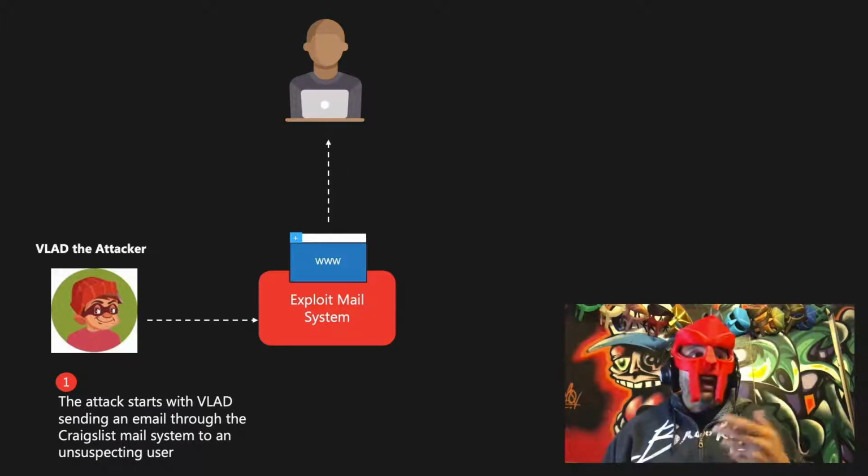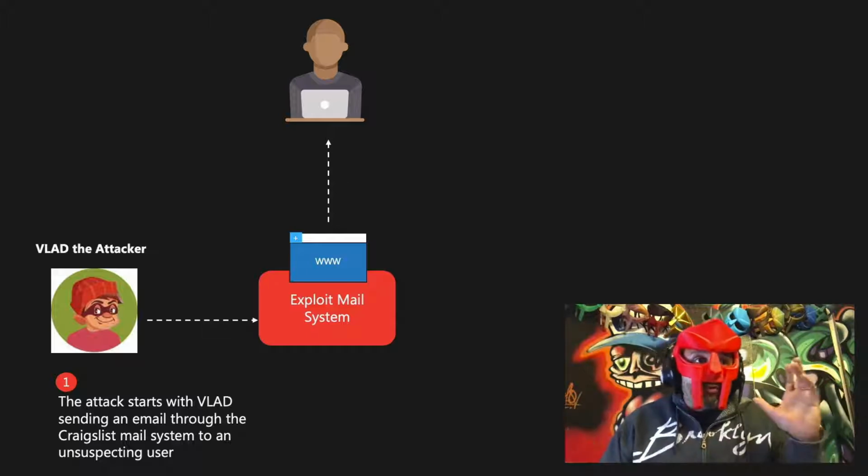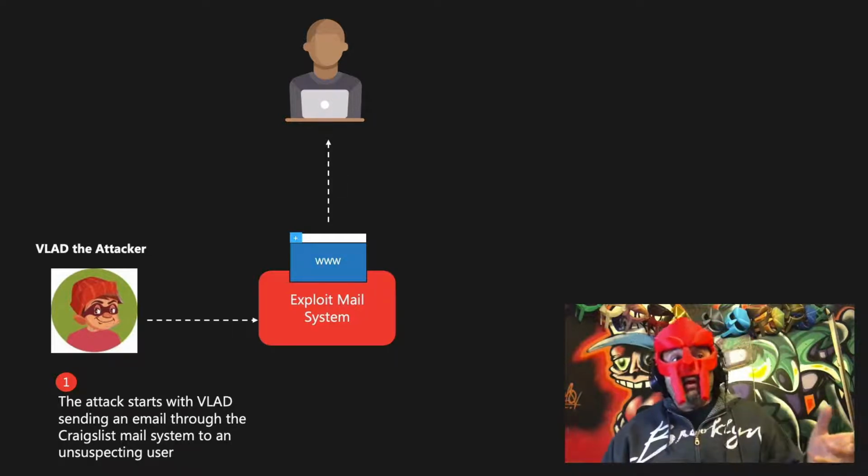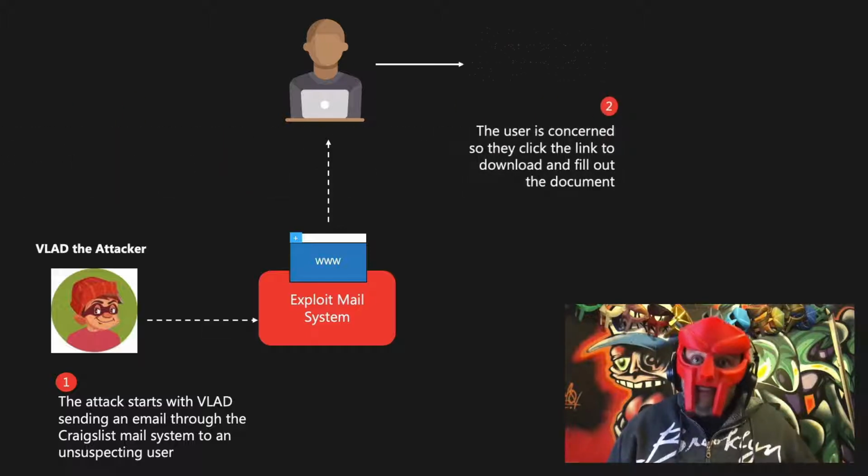The email has a message saying, "One of your listings has broken the rules or the terms and conditions of Craigslist. If you don't do something immediately, your account will be deleted." Now, the email has a link for the victim to click on. Of course, being concerned, the victim clicks on the link.